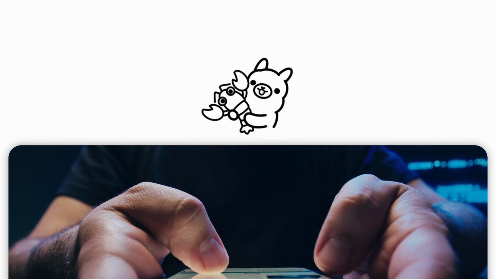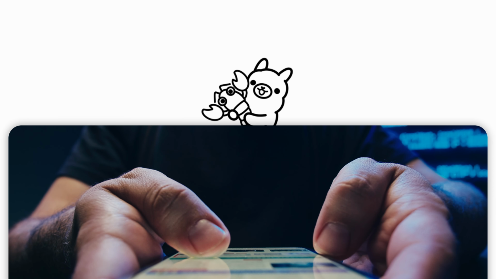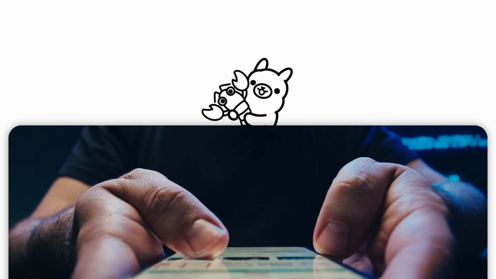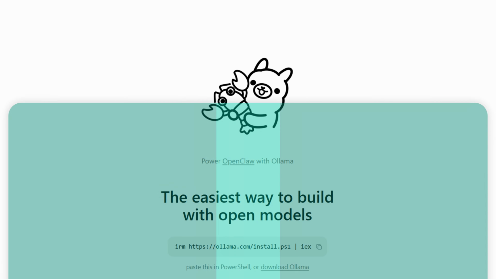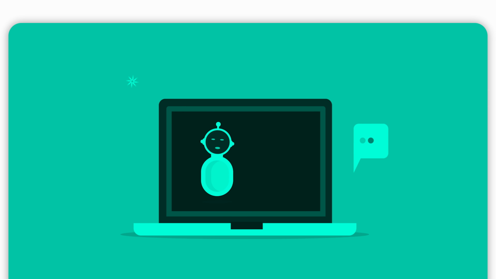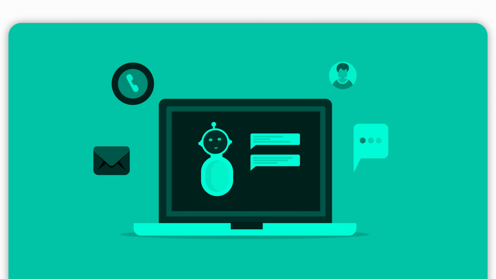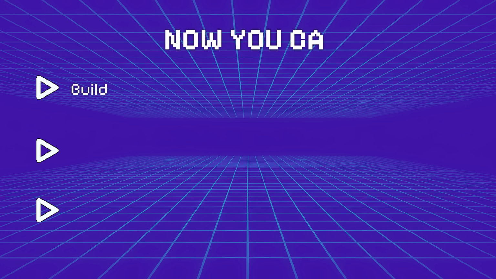Now here's where it gets interesting. Instead of just chatting, you can connect these models to your own apps. How? By calling a local endpoint. Usually something like localhost:11434. Think of it like your app knocks on a door and the model responds. Now you can build AI tools, create agents, automate your workflows.